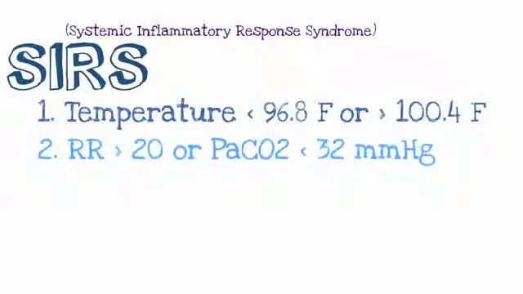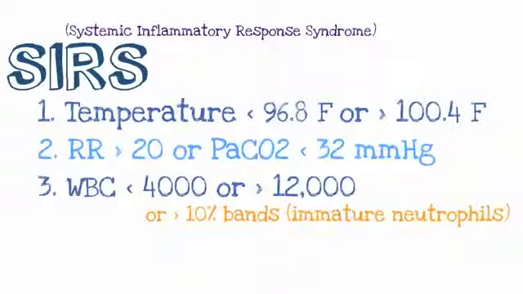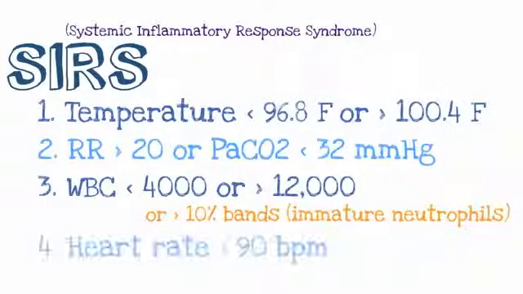Now, when talking about sepsis, we always have to mention SIRS, the systemic inflammatory response syndrome. You need two criteria to meet SIRS, and these criteria include temperature less than 96.8, so they're hypothermic, or greater than 100.4, a respiratory rate greater than 20, or a PaCO2 less than 32, a white count less than 4,000 or greater than 12,000. You may also see a bandemia, meaning greater than 10% bands, or immature neutrophils. And finally, a heart rate greater than 90 beats per minute. So SIRS helps identify an underlying infection and plays a role in the definition of sepsis.